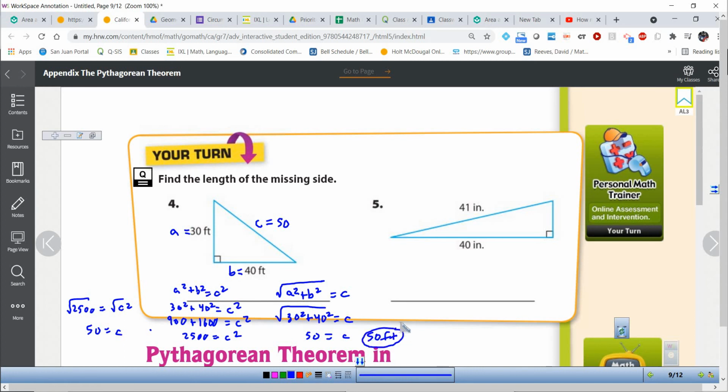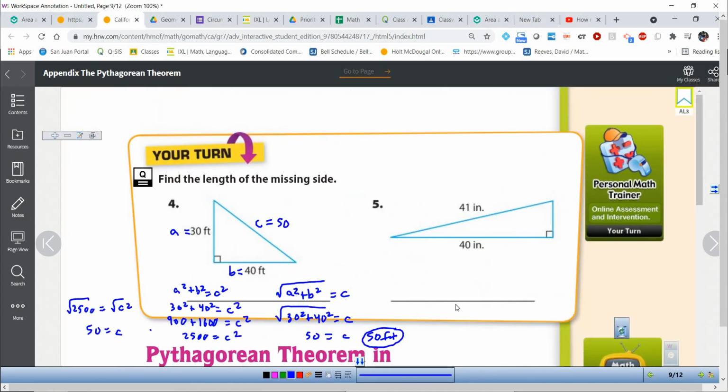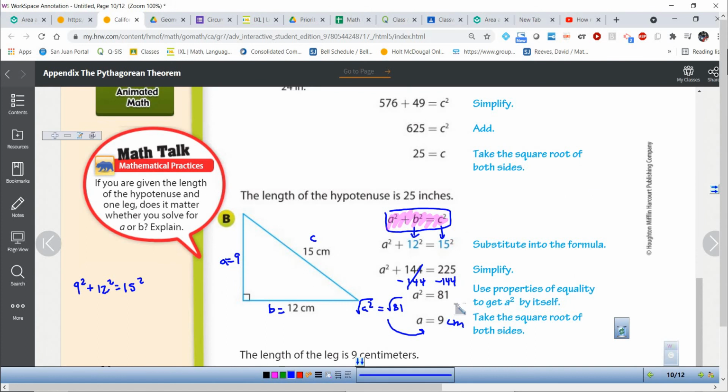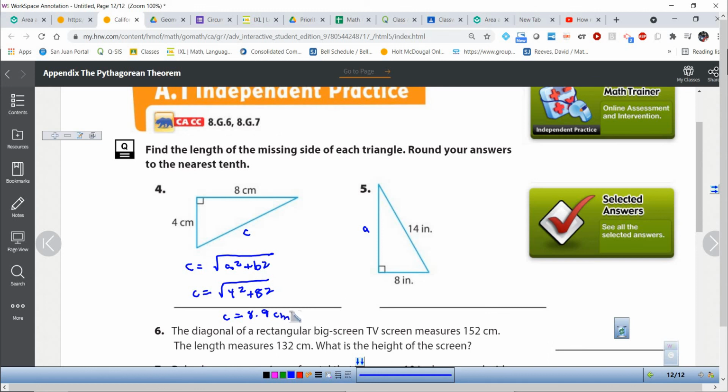I'm going back because I just want to make sure I'm being consistent here. This would be 25 inches. Notice they put it in their answer. So if the problem has units, make sure that you are putting the units in your answer. All right, I think it's one more page. There we go. So 8.9 centimeters rounded to the nearest tenth. Sometimes when we're rounding, we put a little squiggly for approximately equal to.